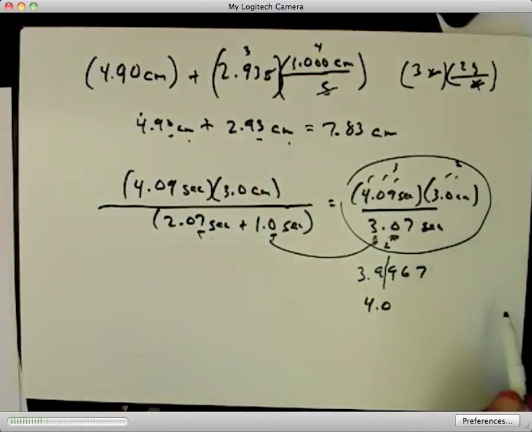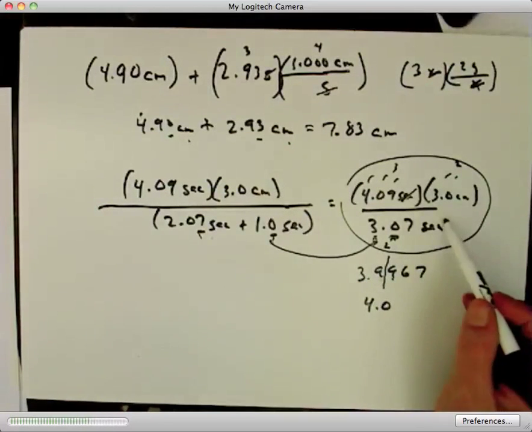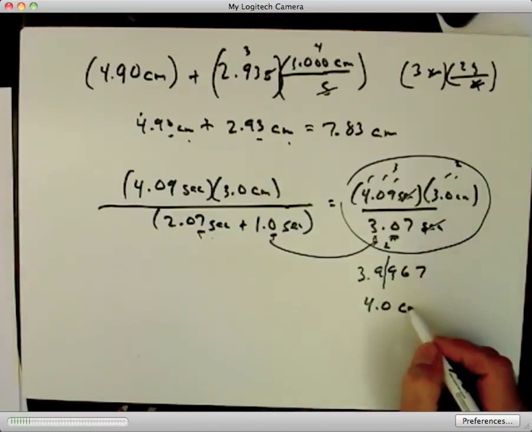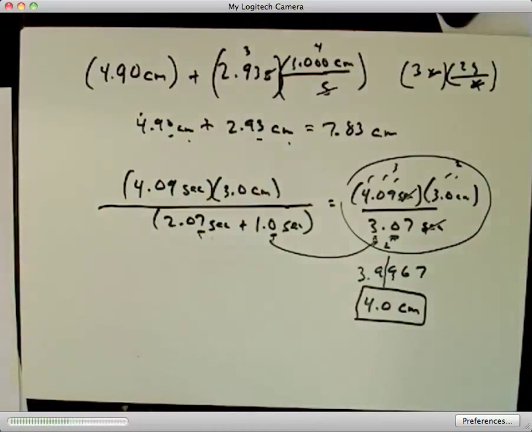What happens to the units? Well, I have a seconds in the numerator and a seconds in the denominator, and it's all multiplying and dividing, so they cancel out, and the only unit I get is centimeters. And that's how you do complicated math problems that have units and sig figs in them.